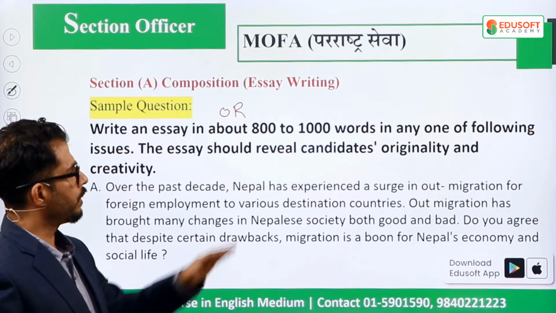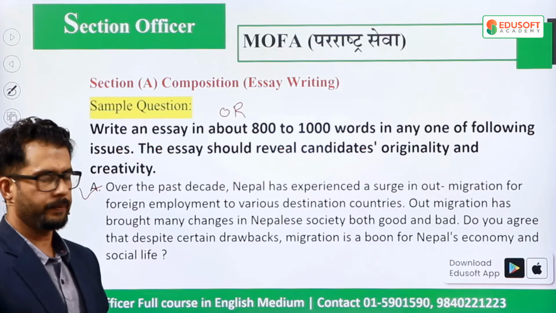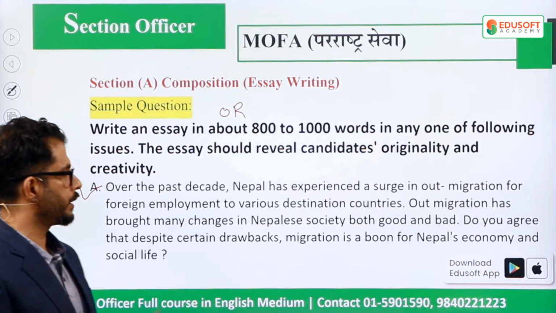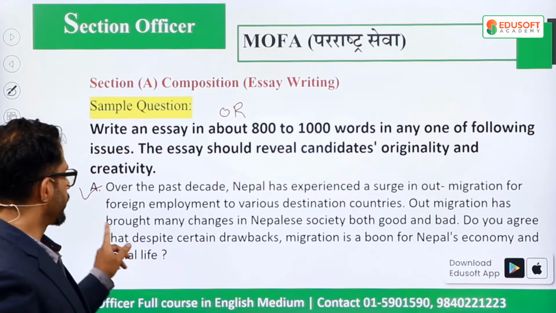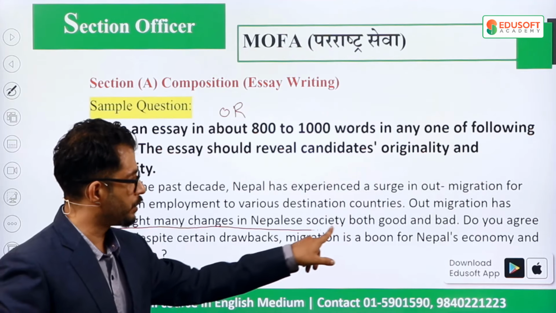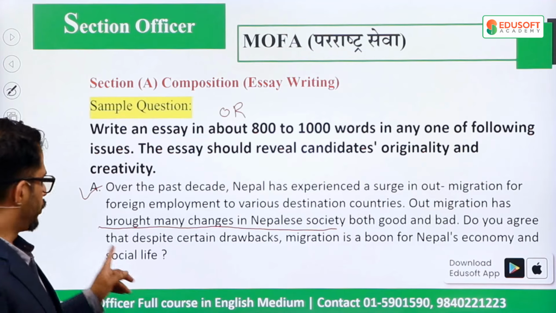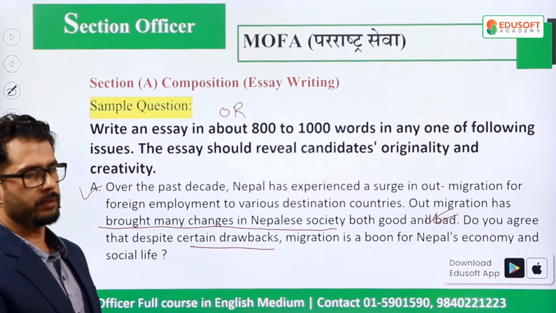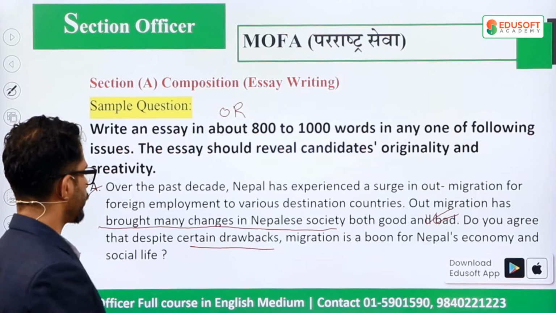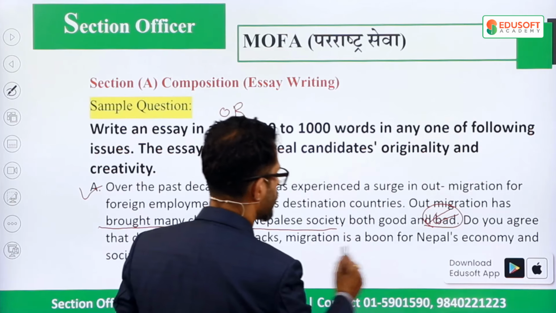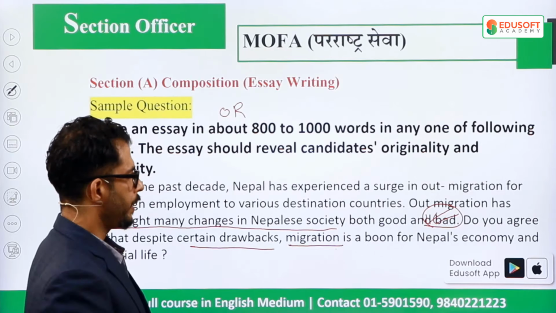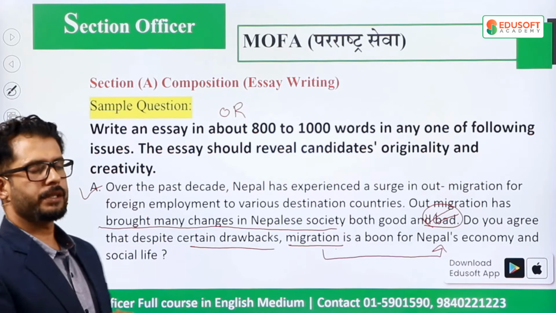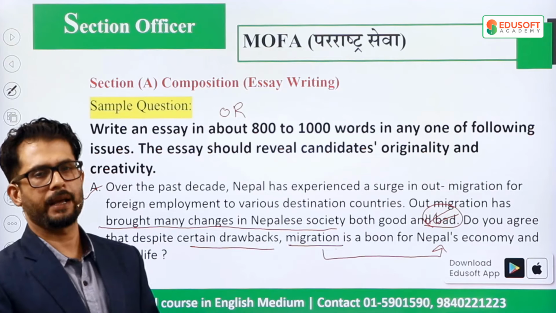Write an essay in about 800 to 1000 words in any of the following. And another question is, over the past decade, Nepal had experienced a surge in out-migration for foreign employment to different destination countries. And this out-migration has brought many changes in Nepalese society, both good and even bad. Do you agree that despite certain drawbacks, obviously, so despite certain evils or bad, migration is a boon? Boon for Nepalese economy and social life. So here you are not going to talk about bad, you are going to write the positive aspects of migration, and you are not going to write only that, you are going to link it with Nepal's economic and social life.